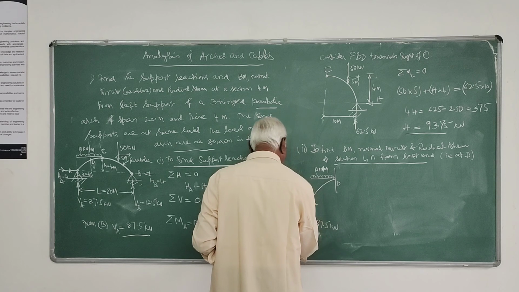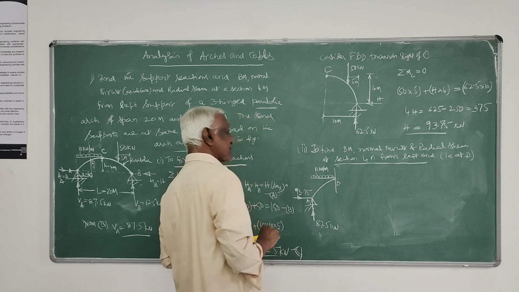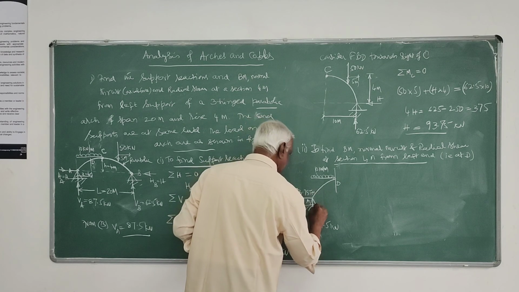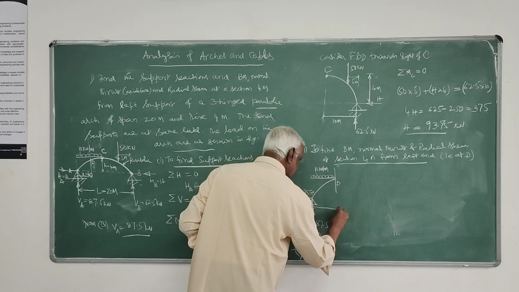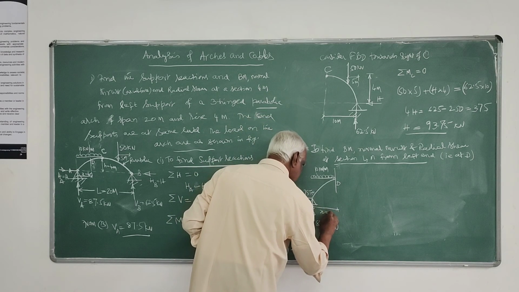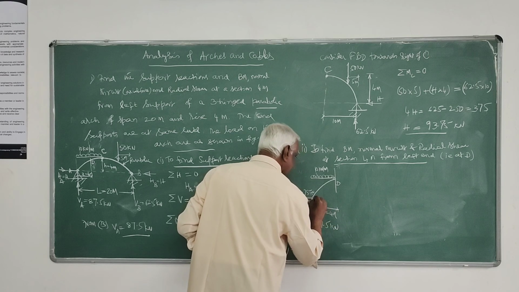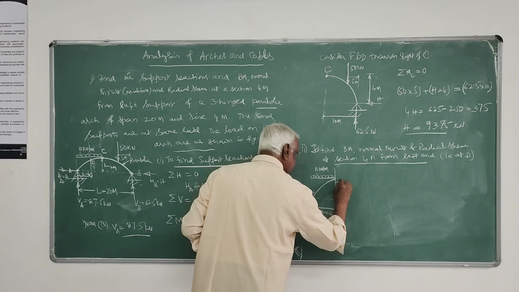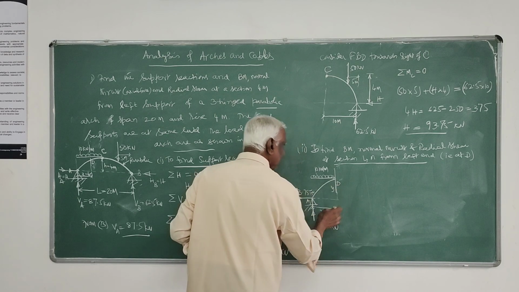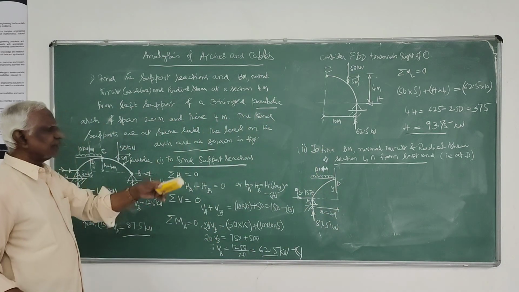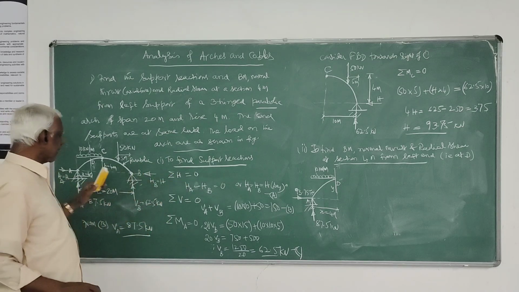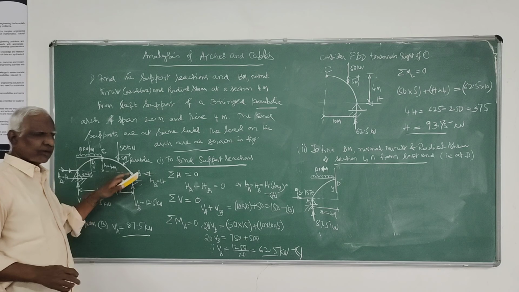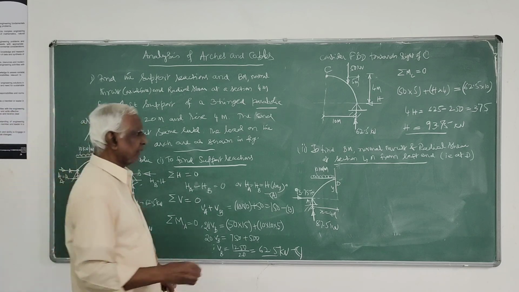93.75 kilonewtons, that is this horizontal reaction, at X equals 4 meters, at any distance, and this we take it as Y, the vertical height. That Y you can determine from the equation of the profile. Here it is a parabolic profile, so that Y you can determine.